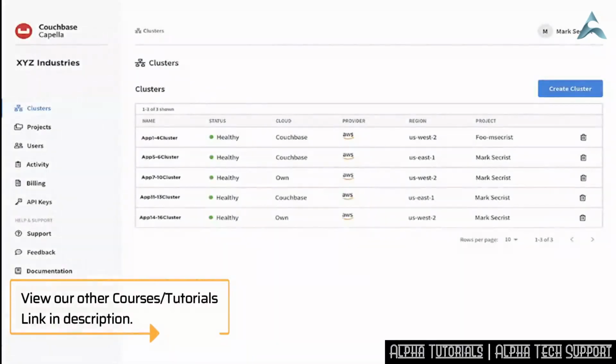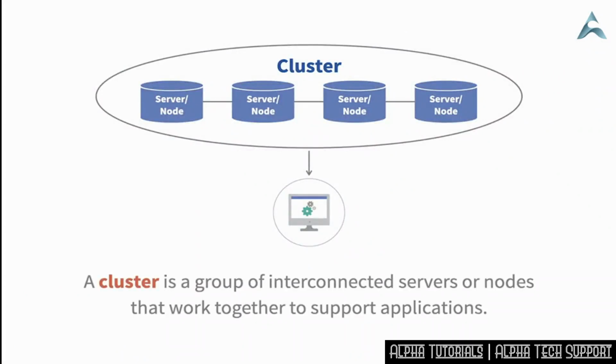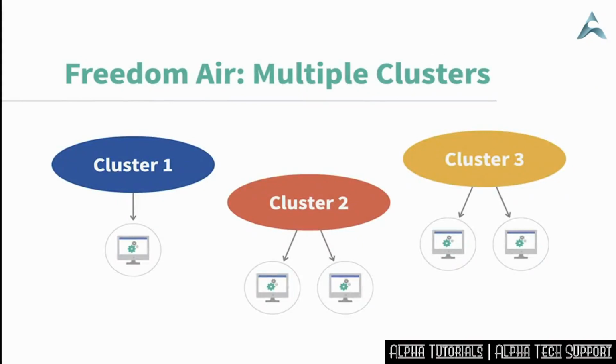Capella is the user interface that allows you to see and work with Couchbase clusters all in one pane, like this view here. At Couchbase, we work with clusters, and a cluster is a group of interconnected servers or nodes that work together to support applications. In this example, Freedom Air has 3 clusters of data fueling different applications, including thick desktop applications, web applications, mobile applications, or any application built using an SDK. Let's drill into one cluster to see what it's made of.